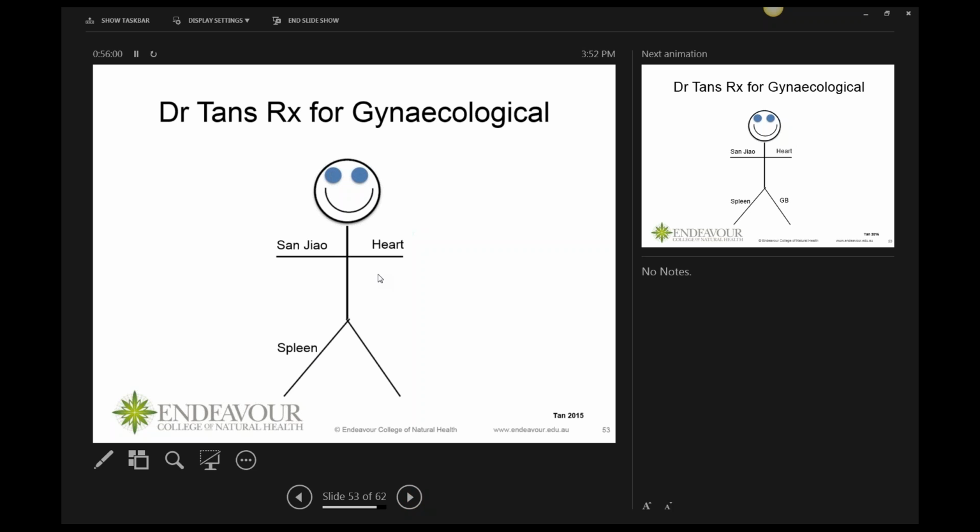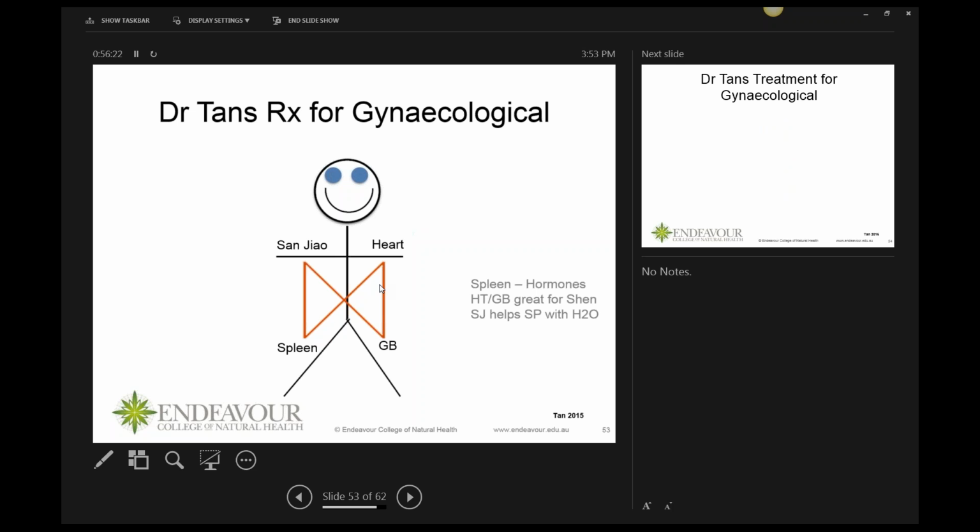The Sanjiao's included more for the fluid metabolism, and the gallbladder's included because the gallbladder and the heart are particularly involved in the Shen. So again, we ended up with our lovely little bow tie, everything balancing from these ones. So spleen, he said, is particularly great for hormones. Heart, gallbladder, Shen, and Sanjiao helps the spleen with the water metabolism.